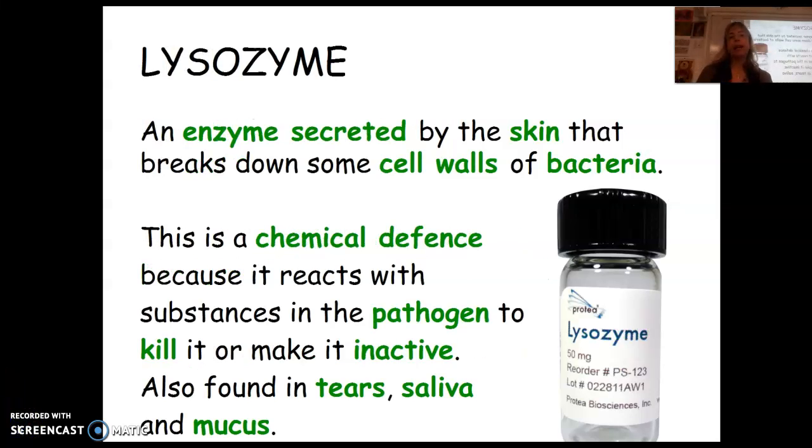So for the next label, I'd like you to draw a line to the eyes. Inside our tears, we actually have a chemical defense. There's an enzyme called lysozyme. And what this does is it actually kills any pathogens that land in our eyes. It's also found in tears, saliva, and mucus. And it's secreted by the skin and breaks down the cell walls of bacteria.